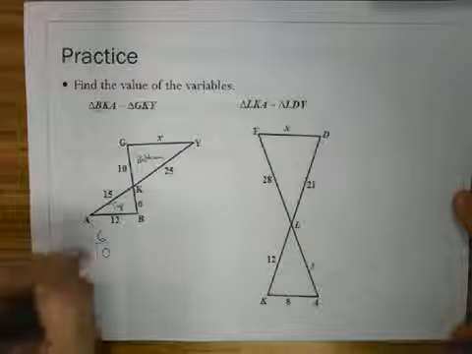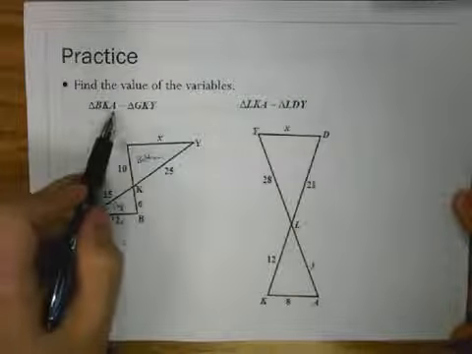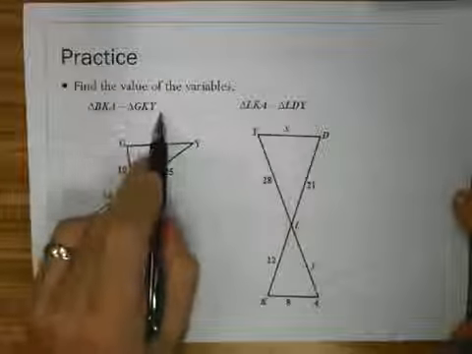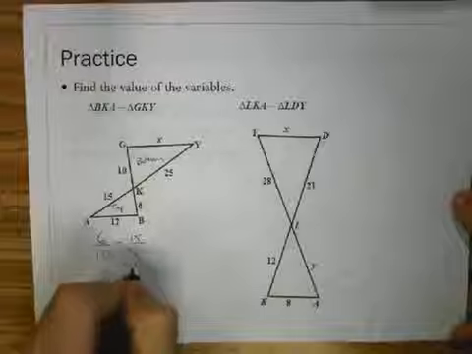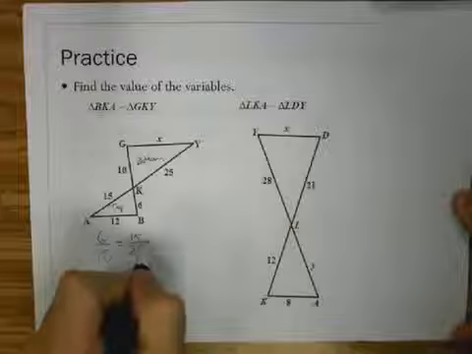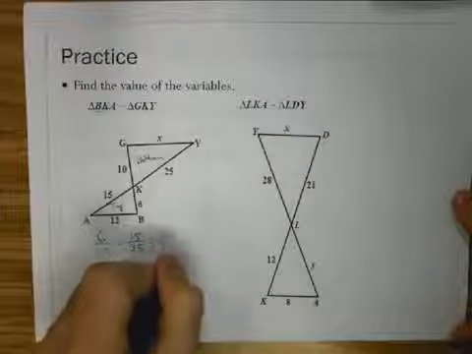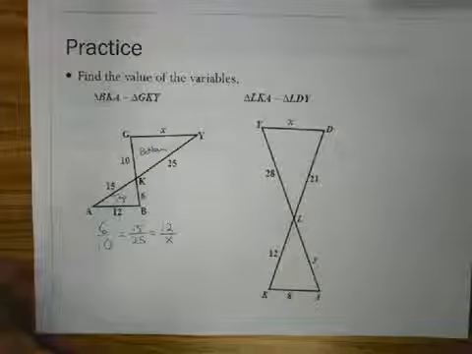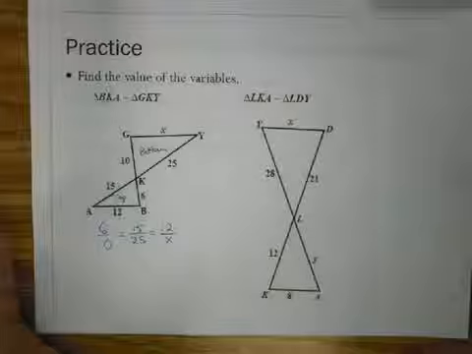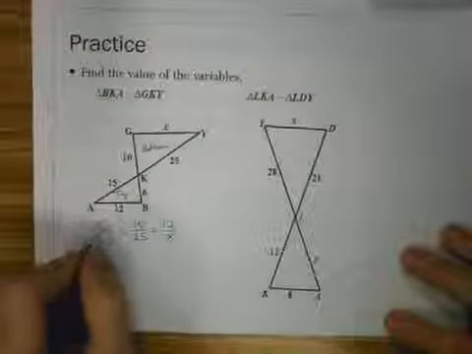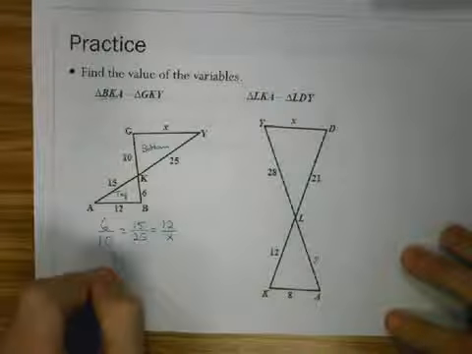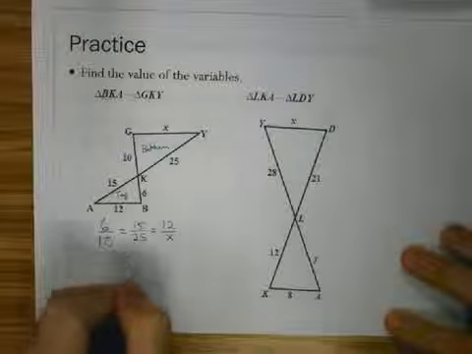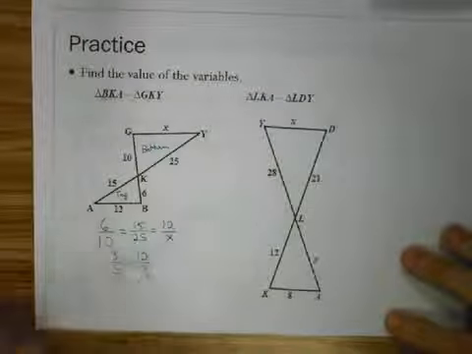I have BK are the first two letters. So that means 6 is going to be corresponding to the other first two letters of the other triangle. So GK is 10. So 6 over 10 there. Next I have KA. That's 15 over KY, 25. And last, 12 over X. It's good to write out all of the proportions. At least gives you a start, and maybe you can find something to work with.